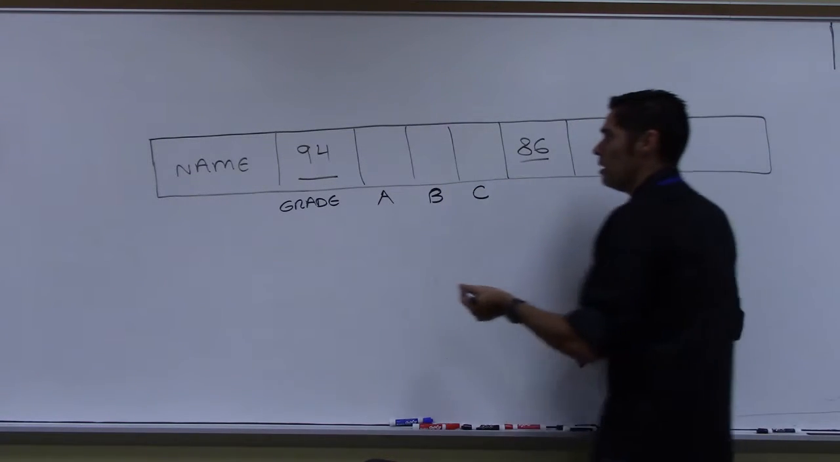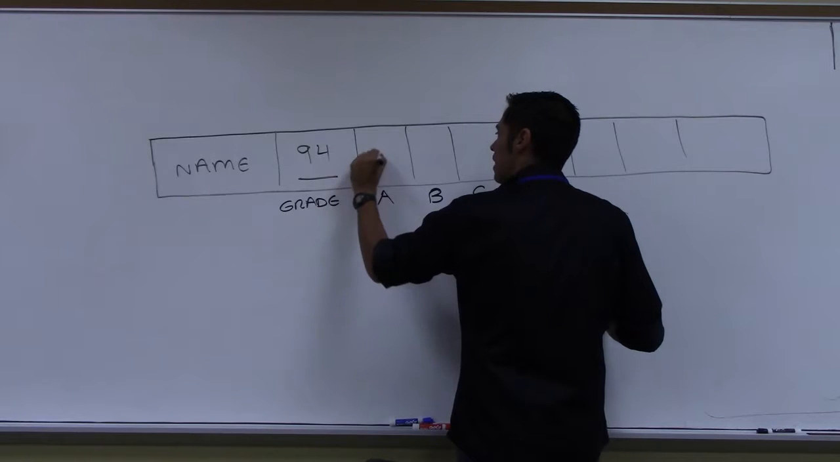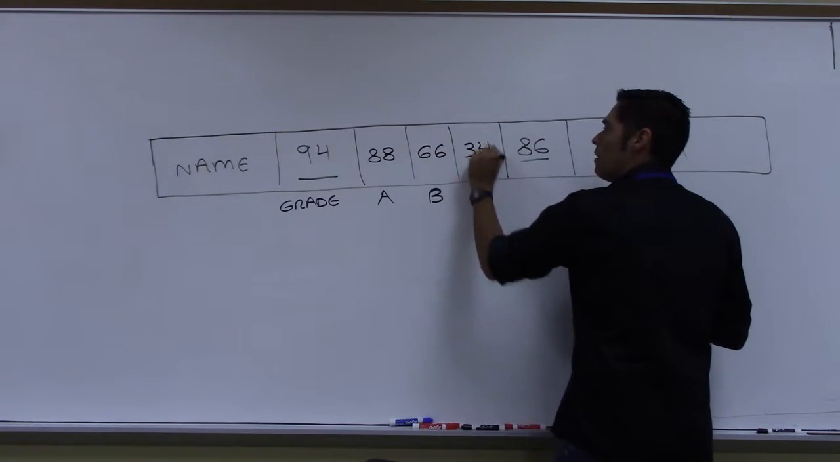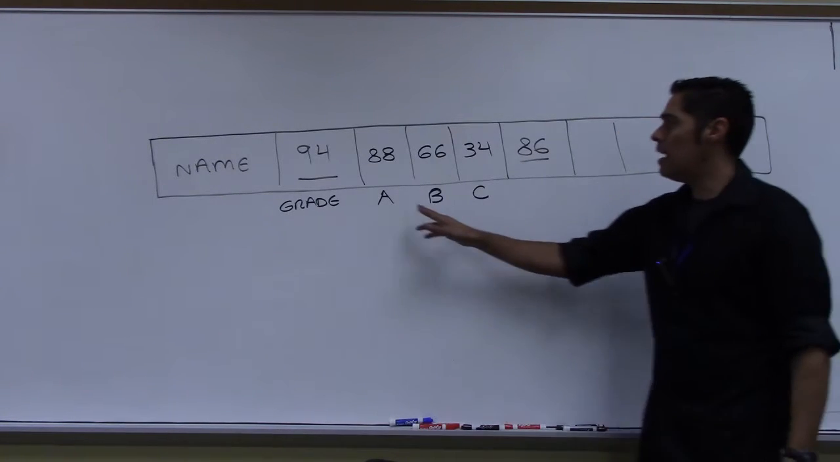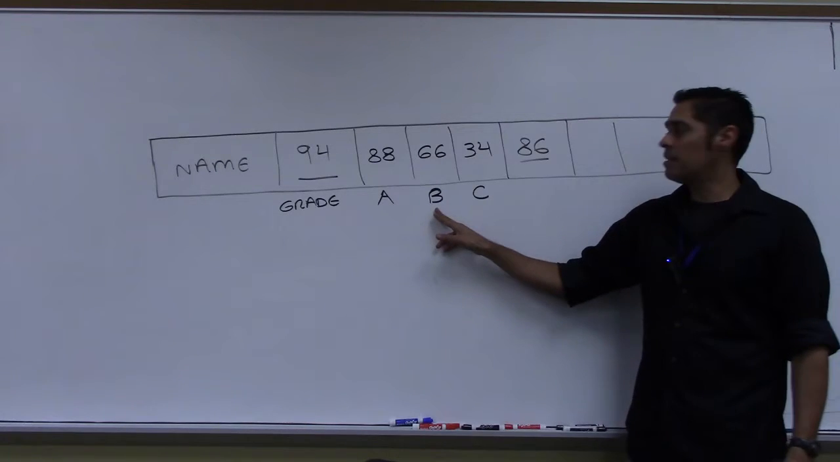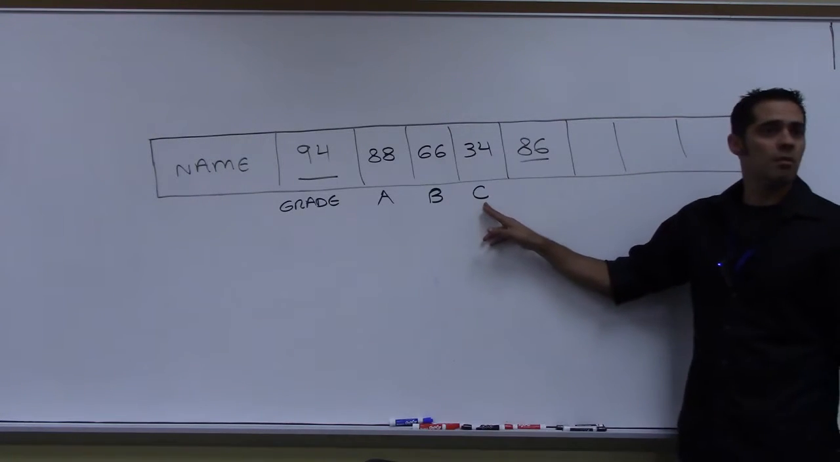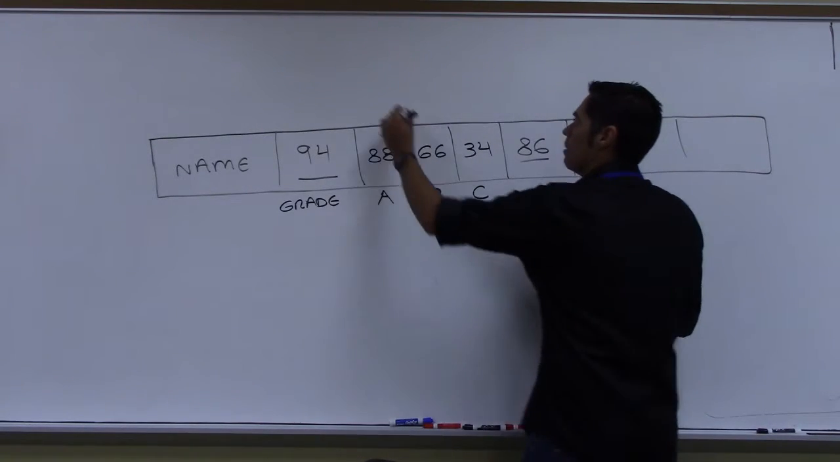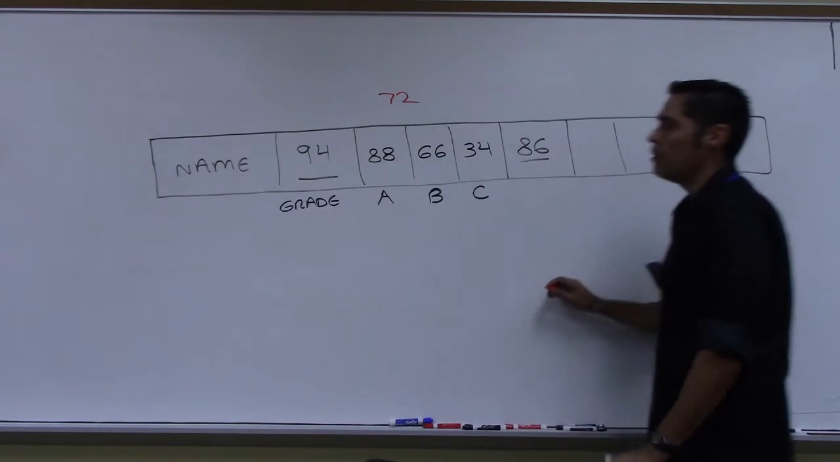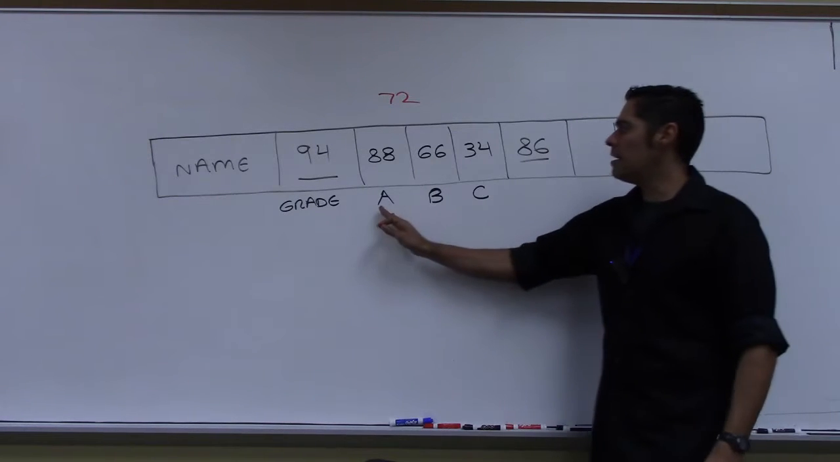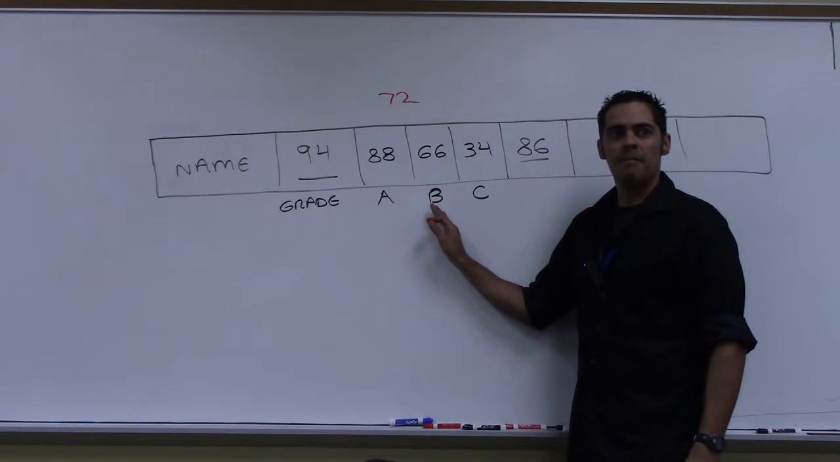So for example, if this said 88, 66, and 34, then this student would need to get an 88 on the final to get an A in the class. They would need a 66 to get a B. They would need a 34 to get a C. Understand? So if this student got a 72 on the final, what grade would they wind up with? A B, right? It's not enough to get the A, but it's enough to get the B. Understand?